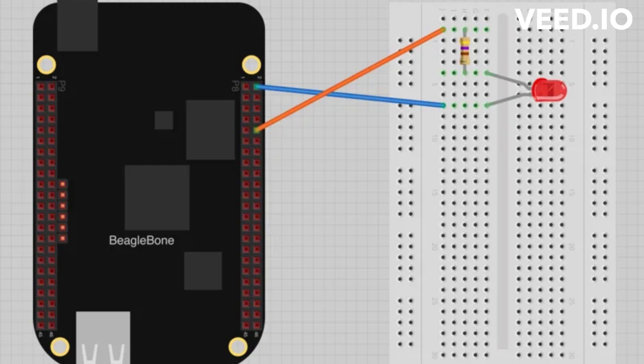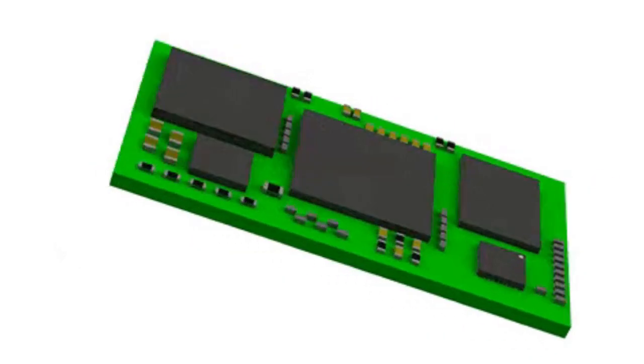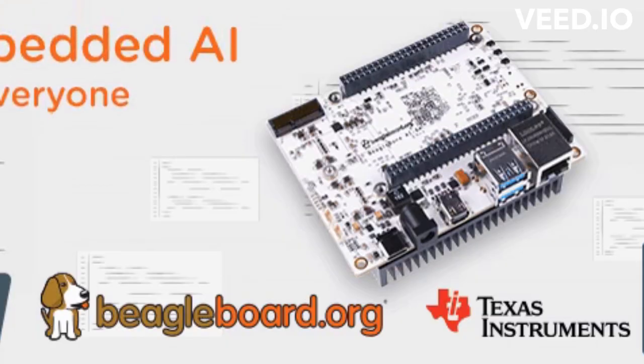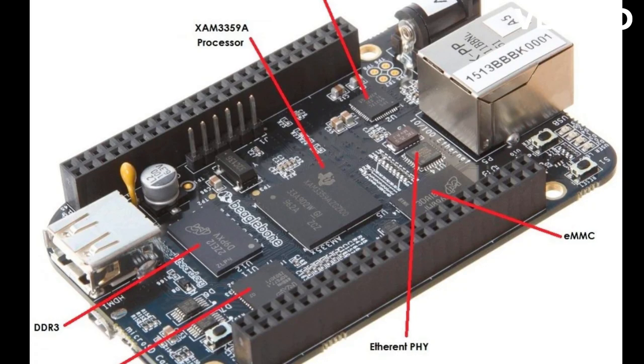6. Iterate and improve. As you test and use your code, you may find ways to improve it or add new features. Iterate on your code by making changes and testing them until you have achieved your desired functionality. Overall, writing a program for BeagleBone involves selecting the right tools and following a structured development process. By following these steps and testing your code thoroughly, you can create effective and reliable programs for your BeagleBone projects.